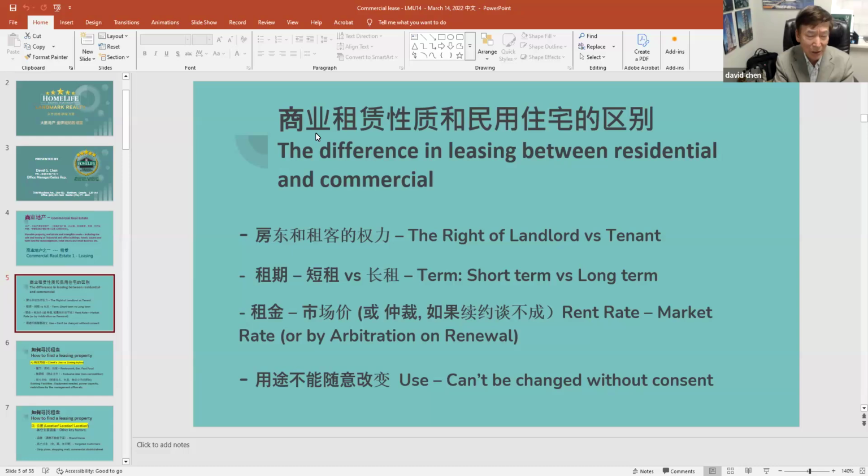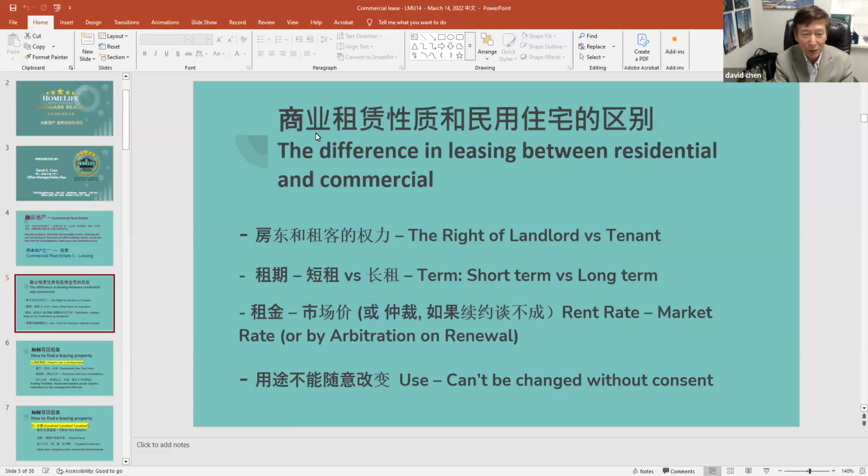So the other difference is, of course, the rental term. Commercial lease term, please remember, you can go from 1 year to 5 years, 10 years. I had one many years ago, a 20-year lease term. That's what we call a long lease term. But in residential, in many cases, it's only 1 year, right? 1 year by 1 year.